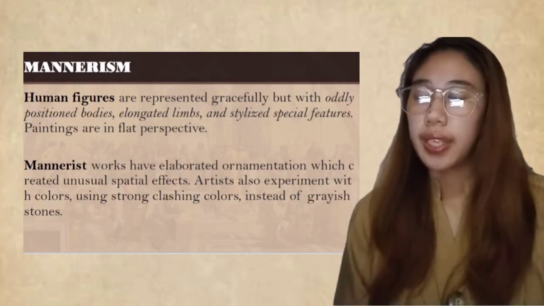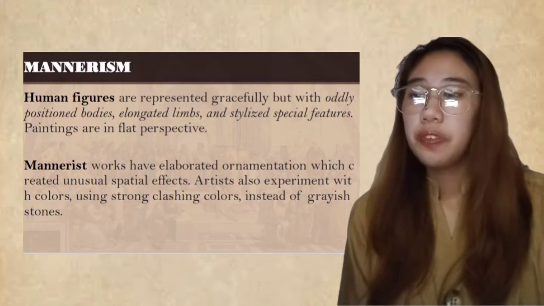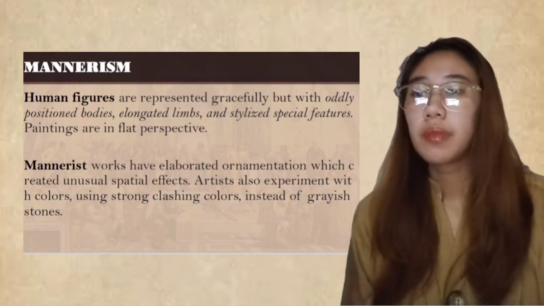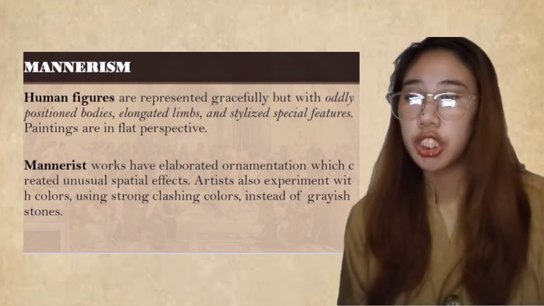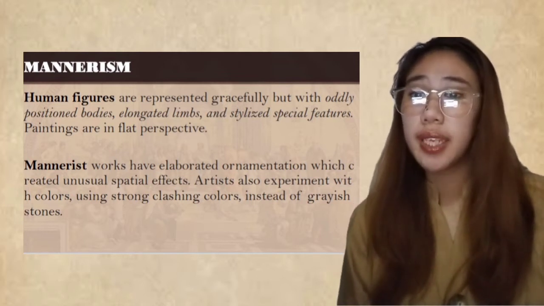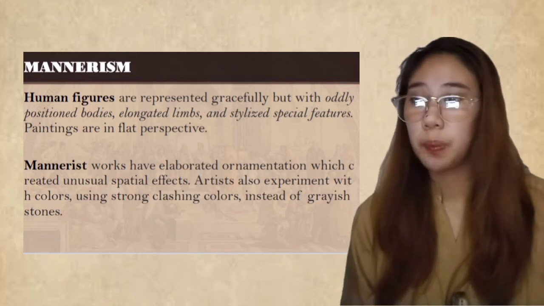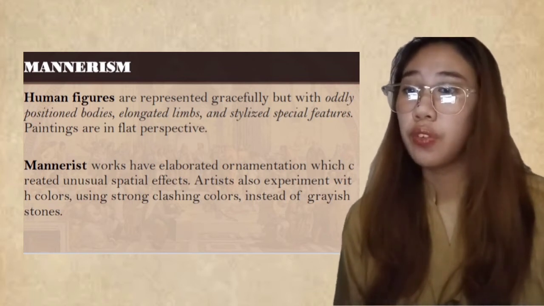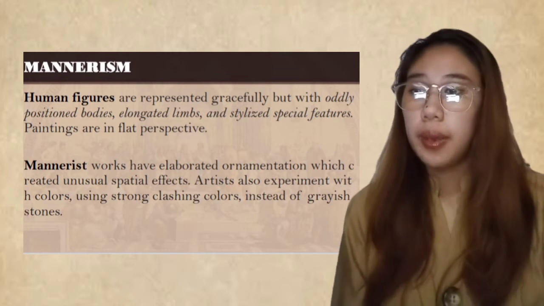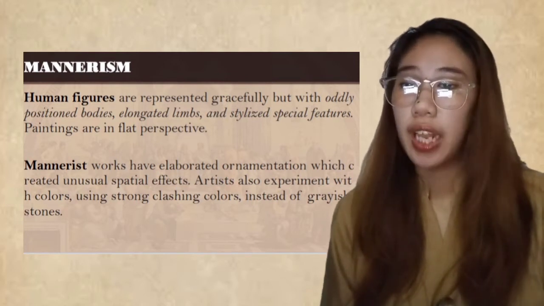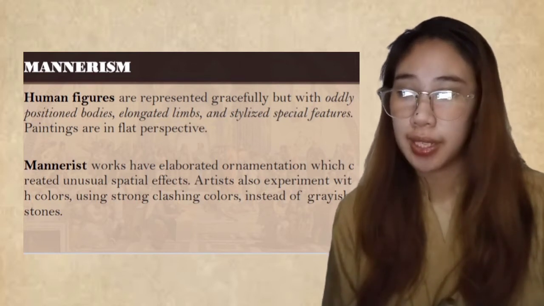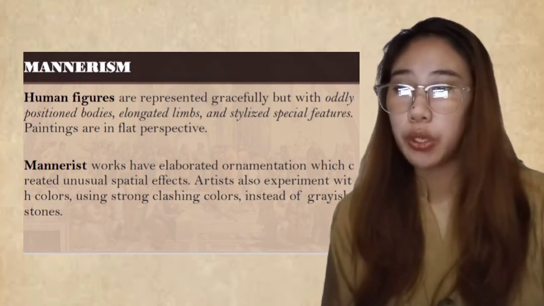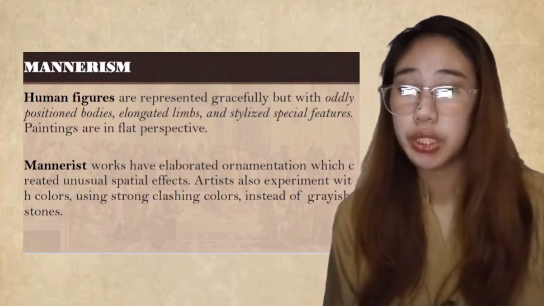Here are the two factors of mannerism: human figures and mannerist works. Human figures are represented gracefully but with oddly positioned bodies, elongated limbs, and stylized facial features. Paintings also have flat perspective. Mannerist works have elaborate ornamentation, which creates unusual spatial effects. Artists also experiment with colors, using strong clashing colors instead of grayish tones.